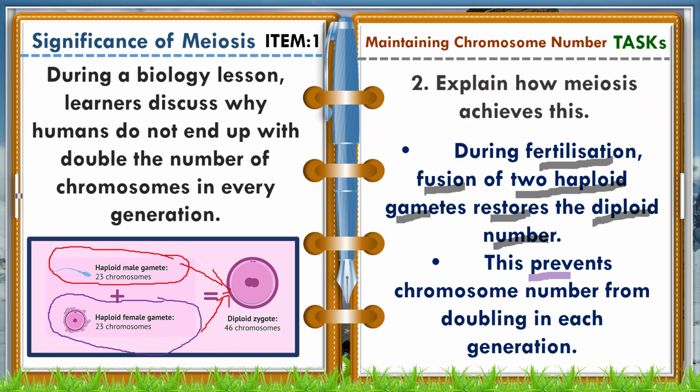Then this prevents chromosome numbers from doubling in each generation. So it is meiosis which results in halving the number during gamete formation, and when the gametes come together, it goes back to a diploid number. So meiosis prevents the number from doubling from one generation to another.